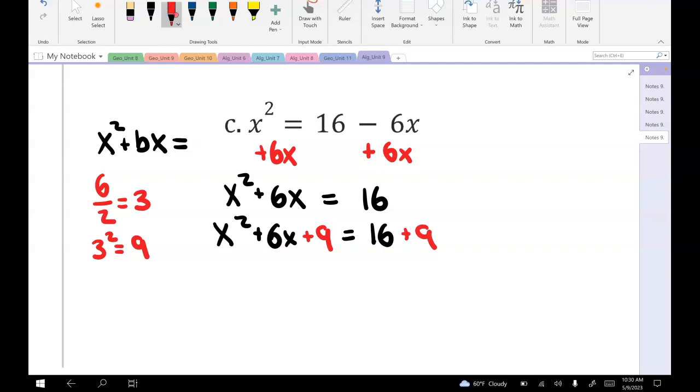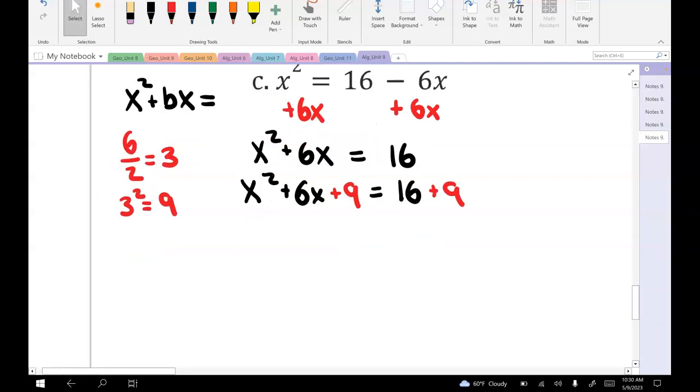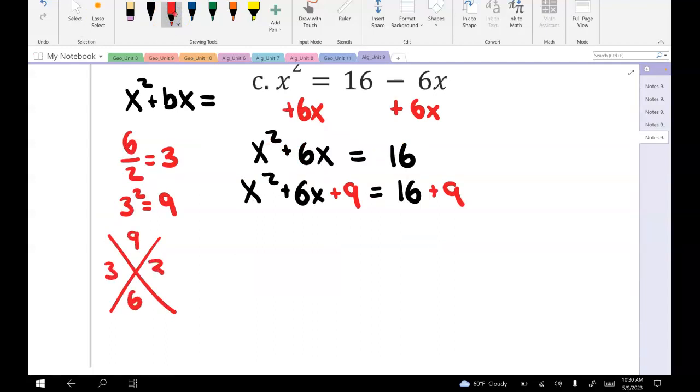And from here, we factor. Think of what are two numbers that multiply to 9 but add to 6. Well, that would be 3 and 3. So that's what our x would look like. So I can write this right away as x plus 3 squared.